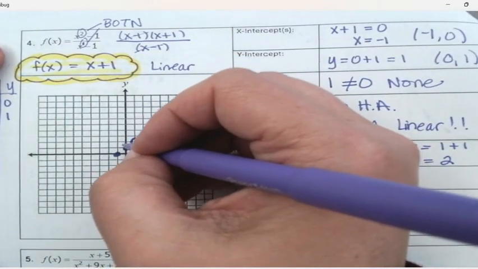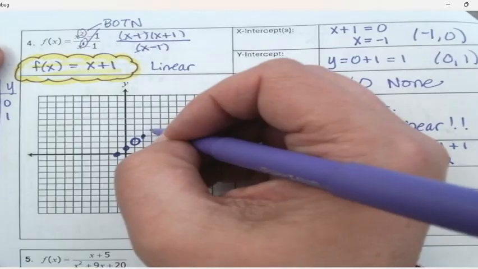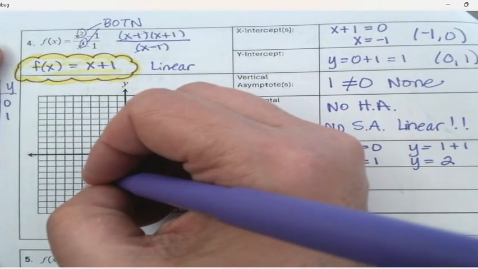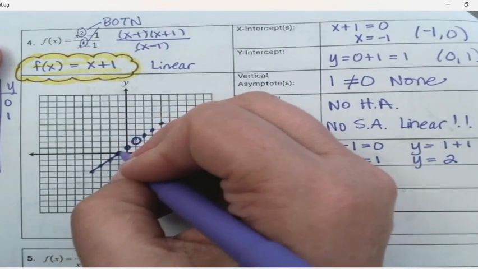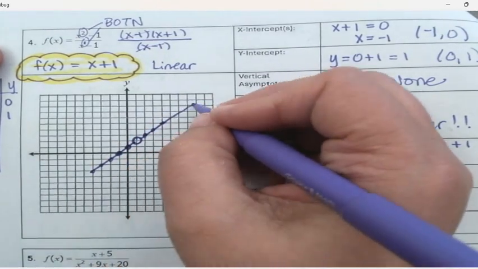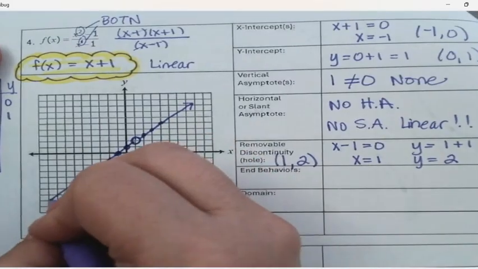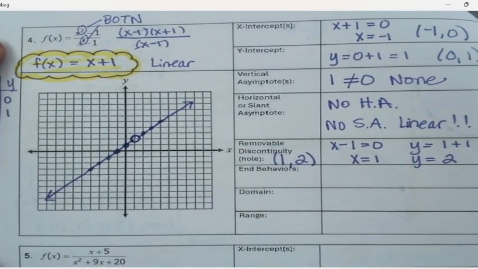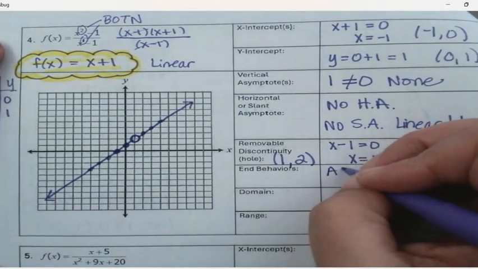Now, I already know that this is a line, and my slope is 1 over 1. So up 1 over 1, up 1 over 1, down 1, back 1, down 1, back 1. This is just a line, and I'm going to jump over the hole. It's a line with a hole in it.